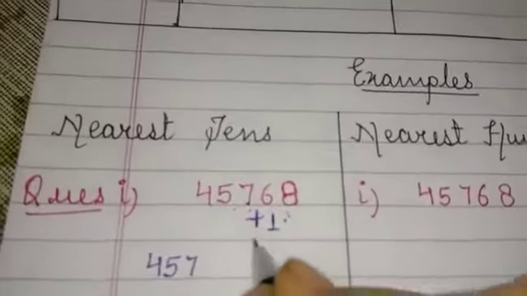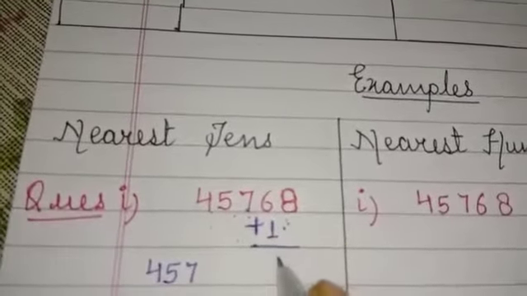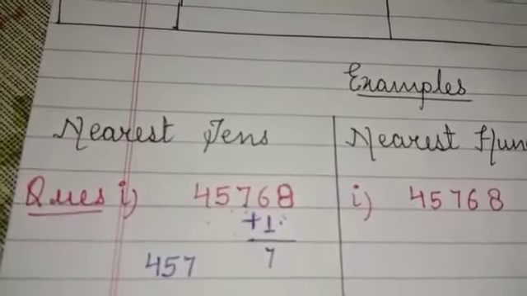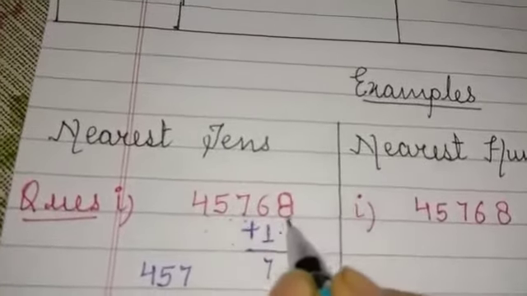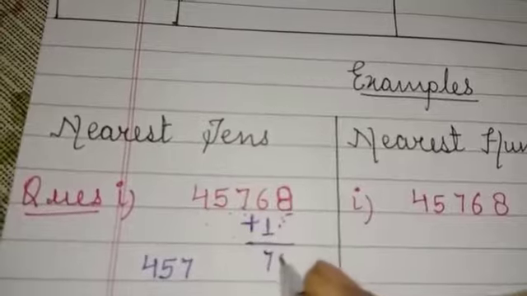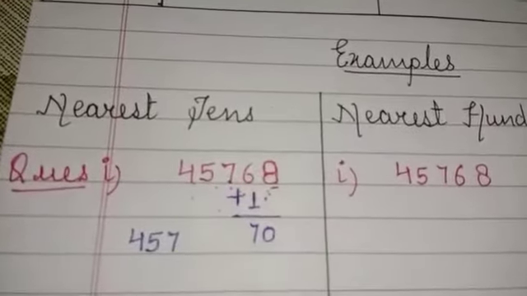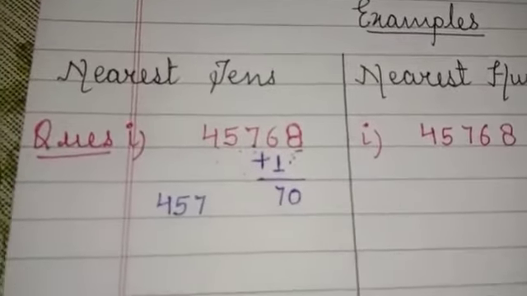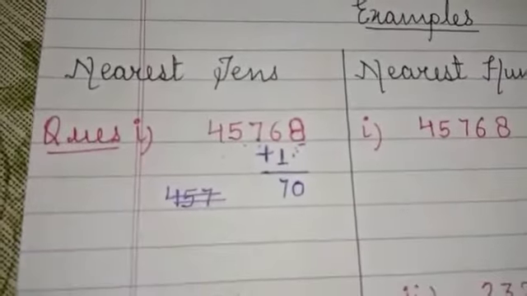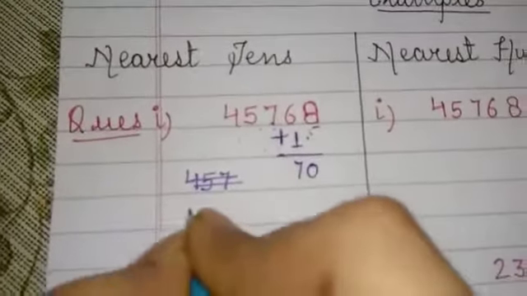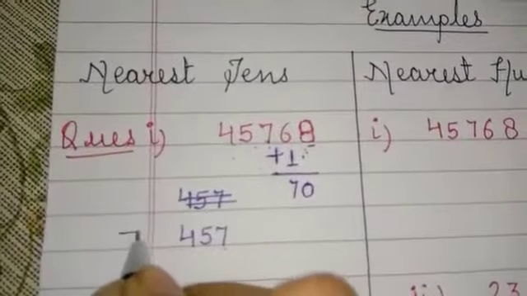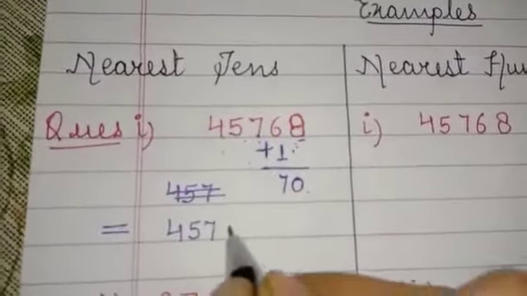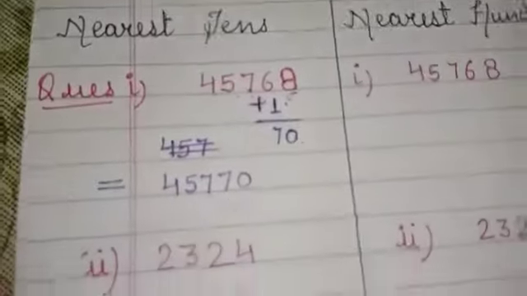So we will get 7 at tens place, and the ones digit will become 0. Ones digit will become 0. So the answer we will get is 457, these digits will remain the same, and this 70 will come.